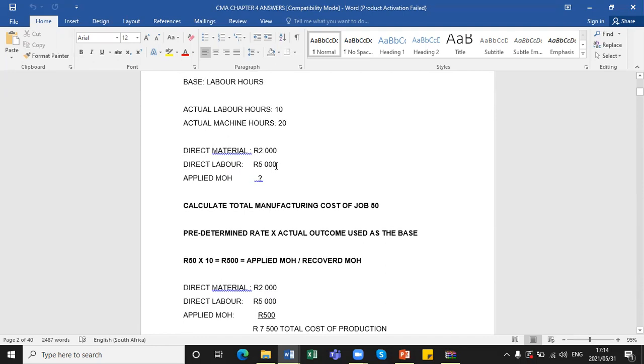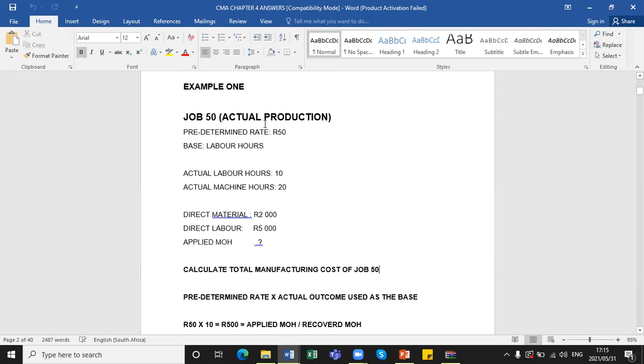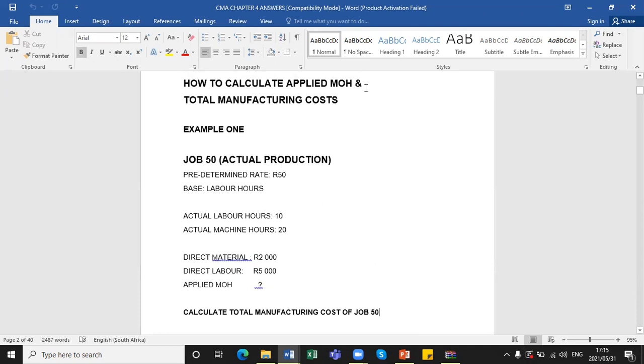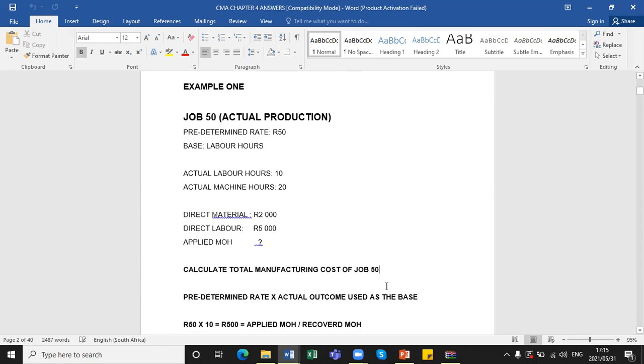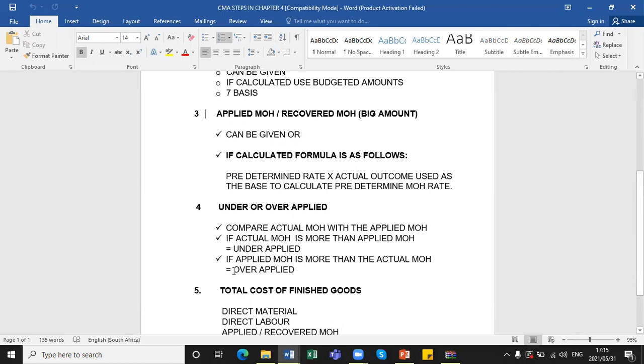So just to recap, they say here, calculate total manufacturing cost. But before you can work out total manufacturing cost, you must work out your applied overheads. So here they want step 5, but before you can work out step 5, you need to work out step 3.